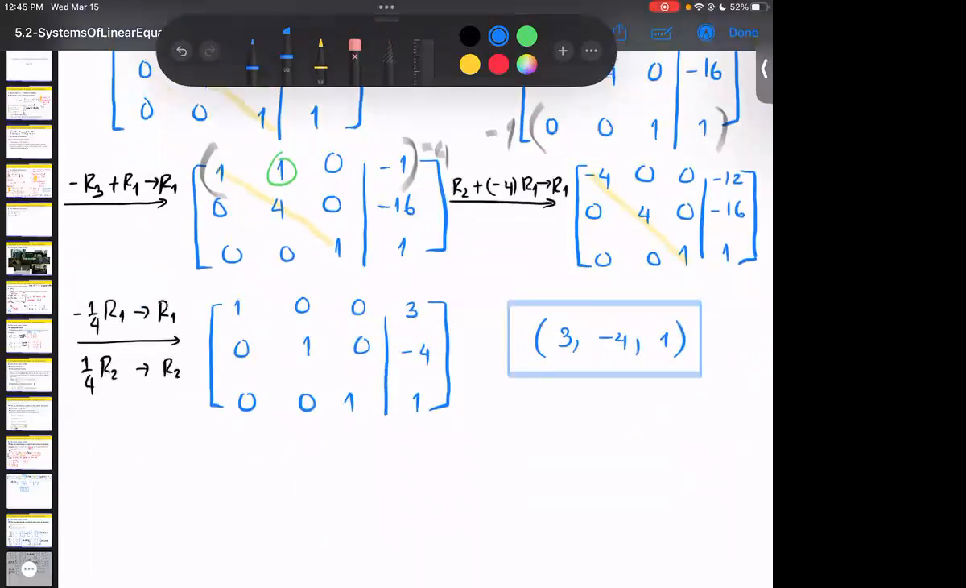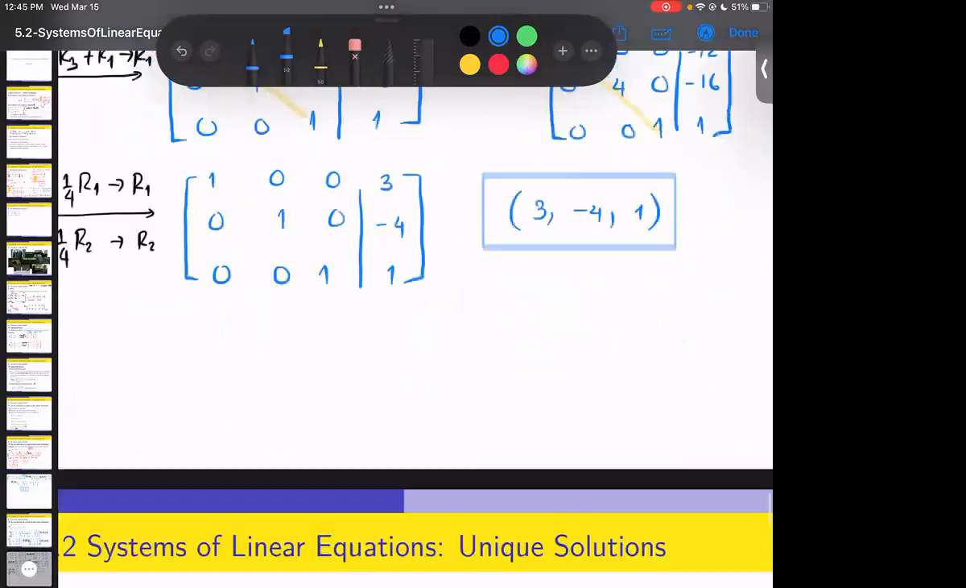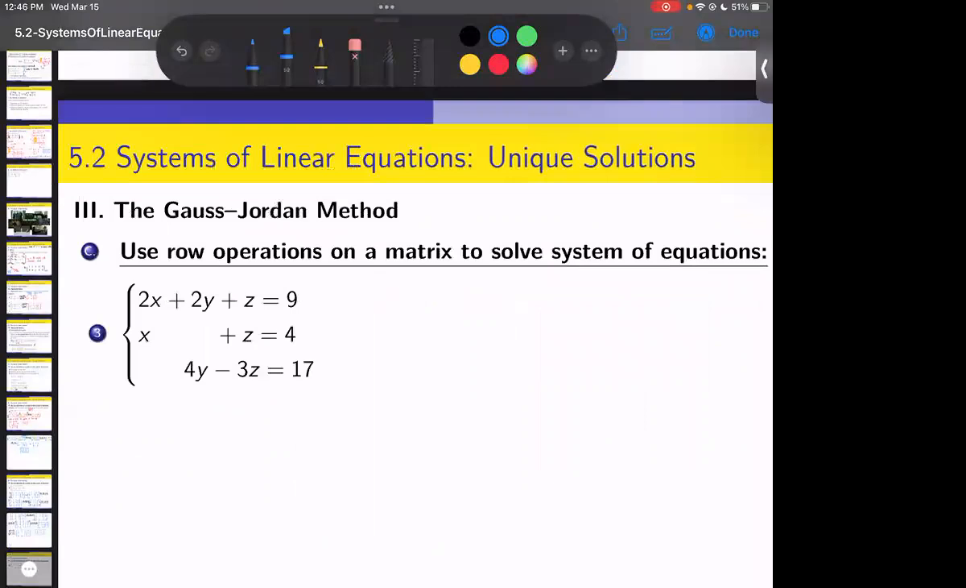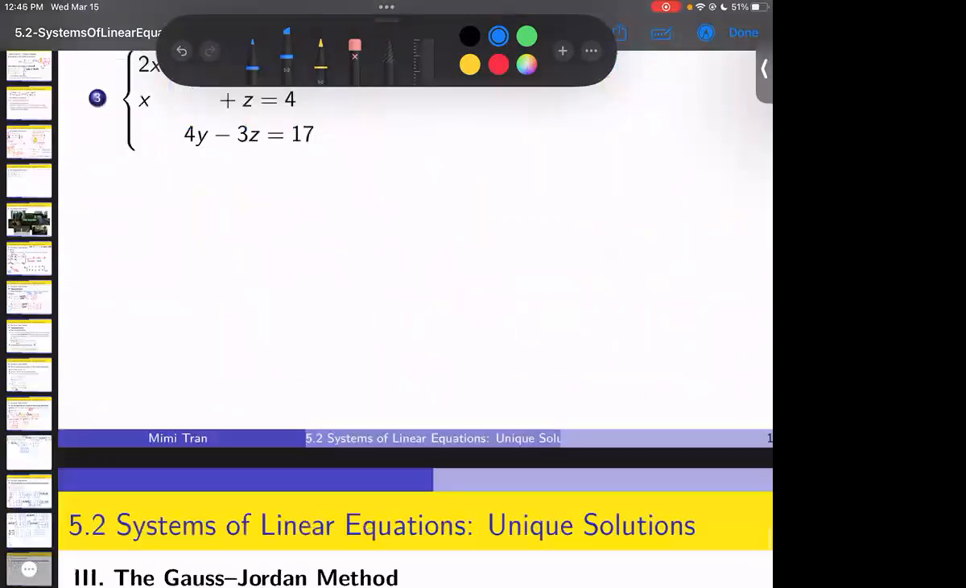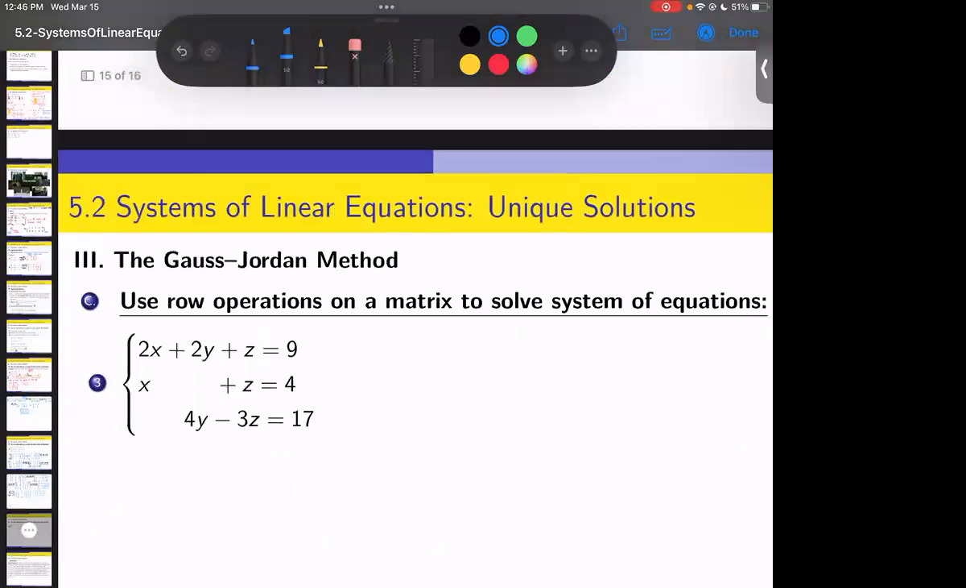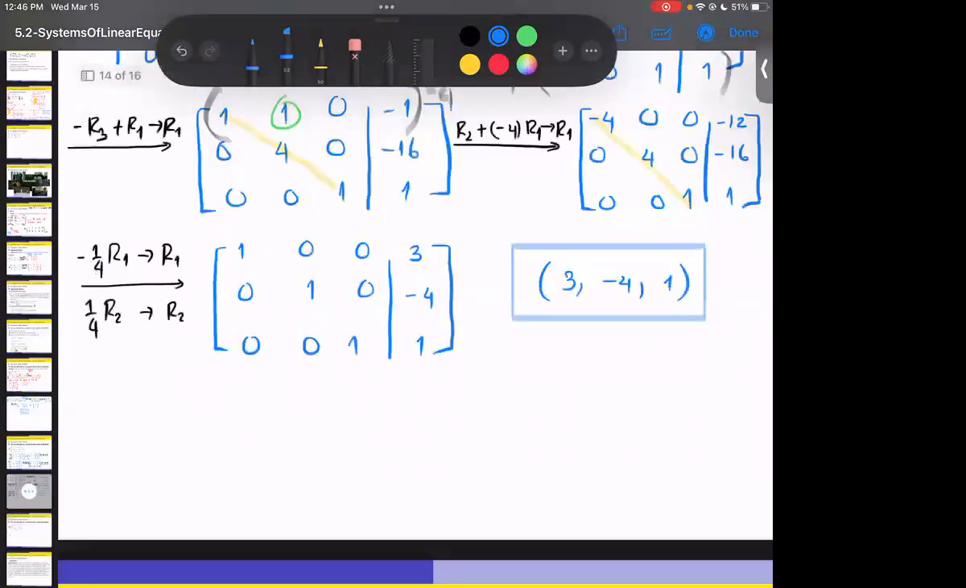Let me show you how to do this in the calculator, and we'll call it a day. Right here, I'll show you how to do it in the calculator.